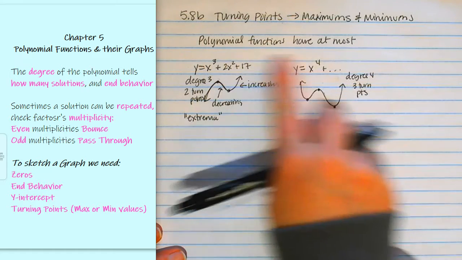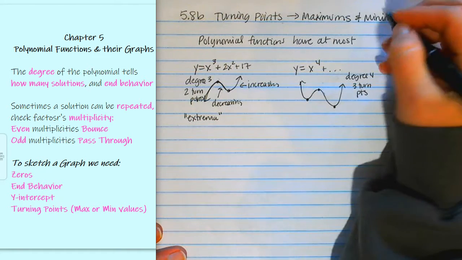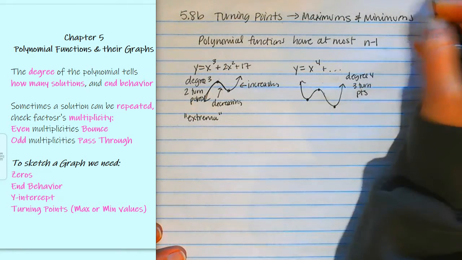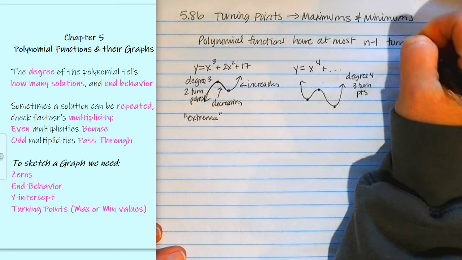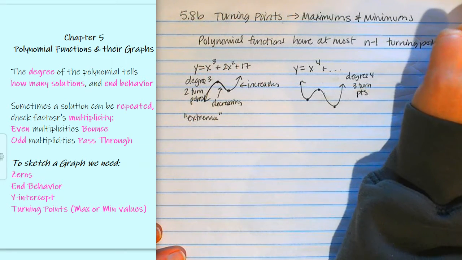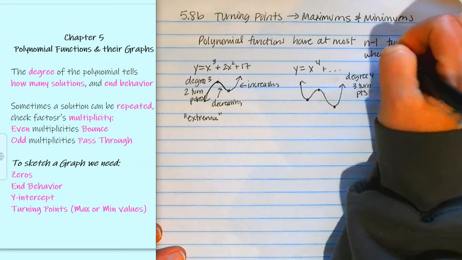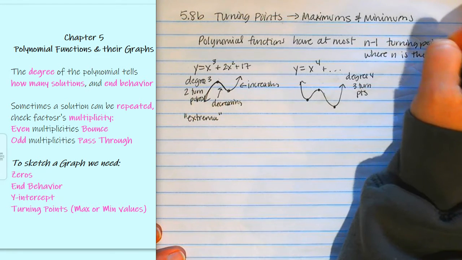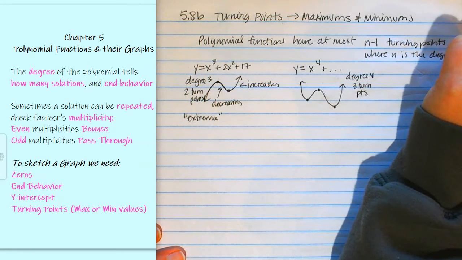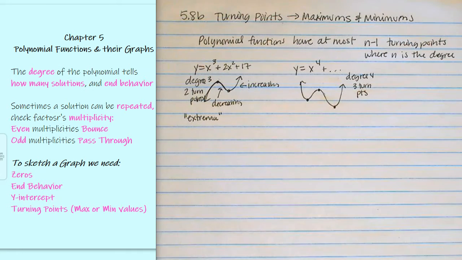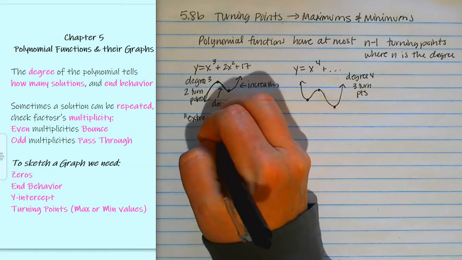So polynomial functions have at most n minus 1 turning points, where n is the degree. And that's just another way to help us graph things. So let's look at another couple of examples before we pull out our calculator and find exact minimums and maximums with our calculator. So let's say that we have this function here.